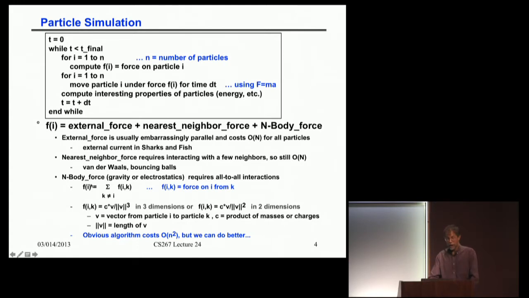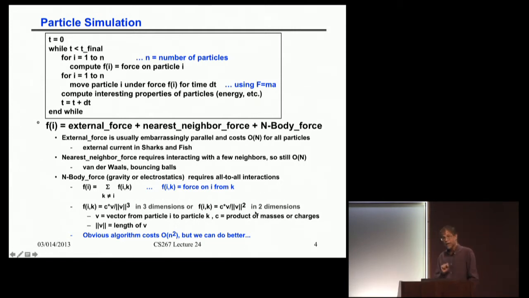So just a little notation. The force on particle I is going to be the sum over all the other particles of the force on I due to k. And the two ones that I'll concentrate on today are just inverse square laws. So in 3 dimensions, what's the force? It's the vector that points from particle I to particle k divided by its length cubed times some constant, which depends on masses or charges, whatever, in 3 dimensions.